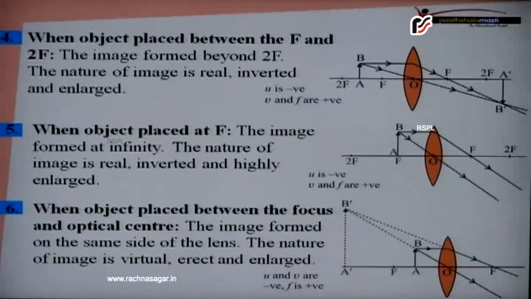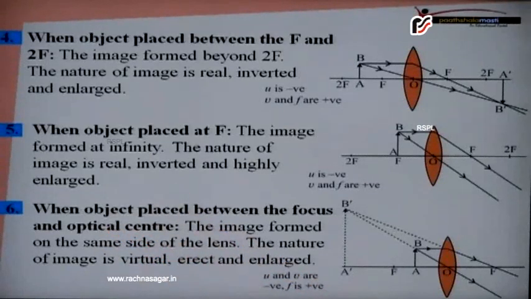The next case, when the object is placed at focus F. Here the object is placed at F, and after refraction the two rays of light are just parallel to each other. That means they meet at infinity. That is, the final image is formed at infinity. The nature is real and inverted.